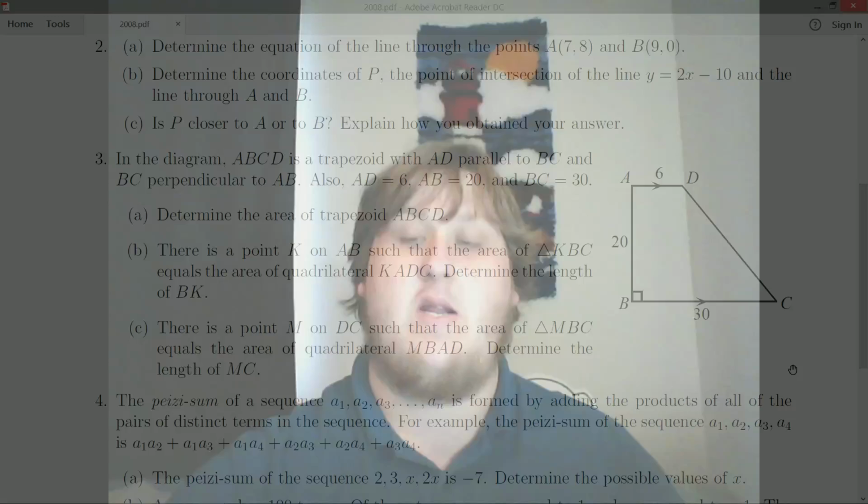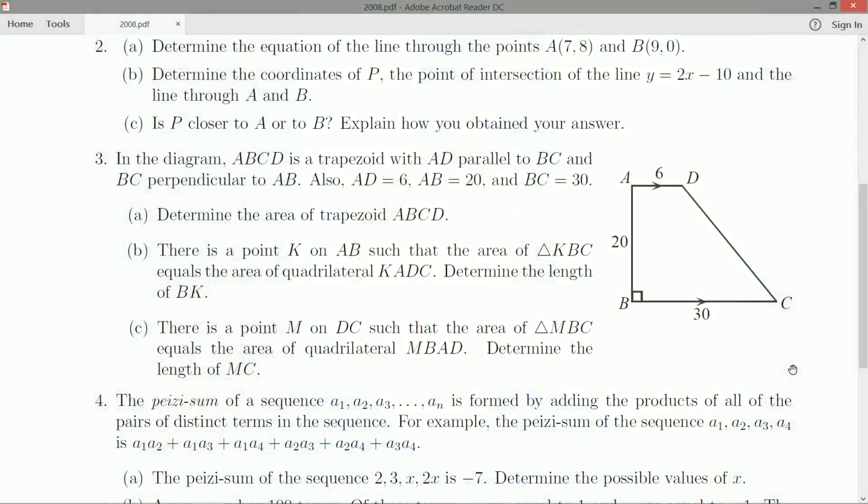Welcome back to question number 3 on the 2008 Hypatia contest. Hopefully you've downloaded a copy of the contest and tried this for yourself. Not going to lecture you guys about it at this point. Let's take a look and do some math.